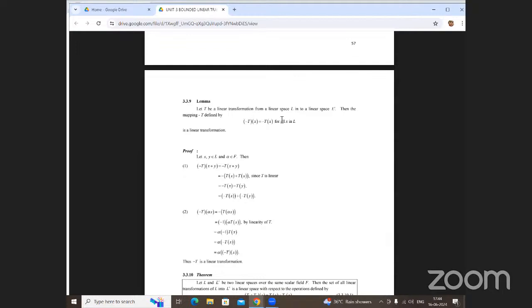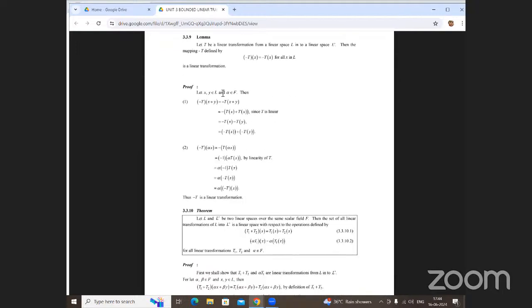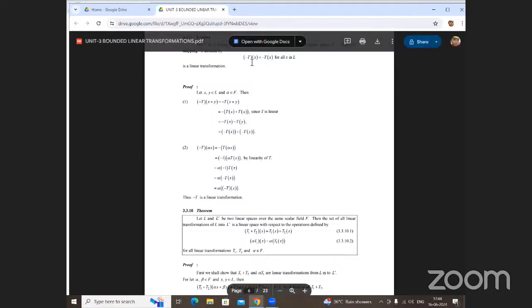Okay. Now, this is the defined part. T maps L into another linear space L dash. Then the mapping minus T is defined by minus T of x equals minus T of x. This negative transformation is also a linear transformation. The negative map defined as a linear functional is also a linear transformation. Minus T of x plus y equals minus T of x plus minus T of y.